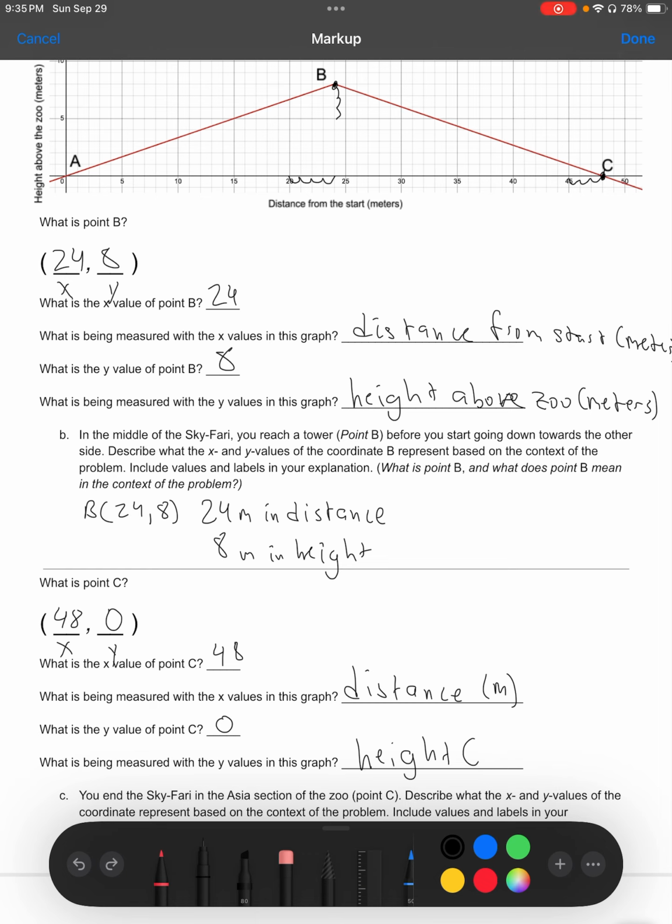And we are using meters to measure that. So the y value is 0, and the y value is measuring the height.